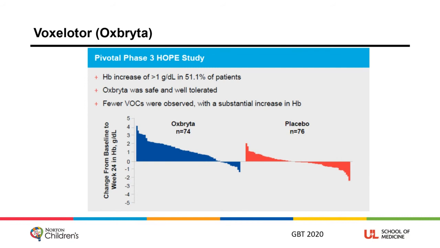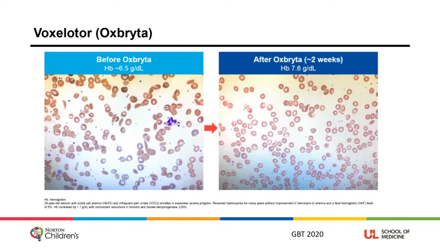So as you can tell, the hemoglobin increased by about 1 gram per deciliter in about 50% of those patients, and fewer vaso-occlusive crises were observed, although it was not statistically significant. And again, this shows the peripheral smear of a 28-year-old woman with sickle cell disease and the changes in her smear and the amount of sickled red blood cells.